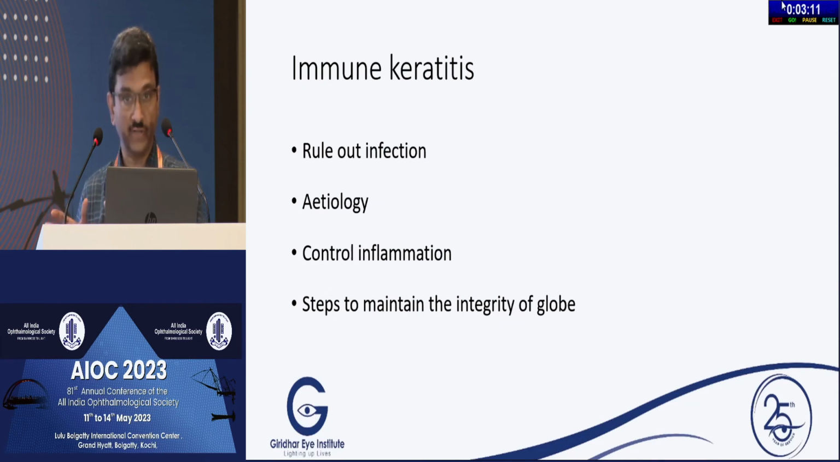So in a nutshell, in immune keratitis, or any keratitis, the first thing to do is to rule out an infection. The next is to arrive at the cause of the keratitis. Then if it is immune, we have to control the inflammation, both local and systemic, and maintain the integrity of the globe and achieve as normal a healing as possible. Thank you.